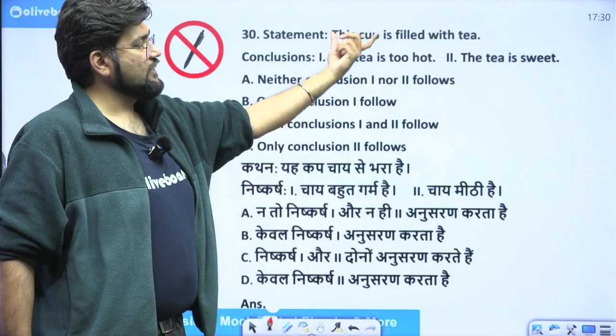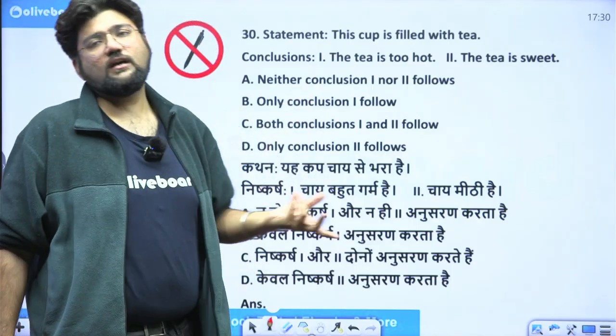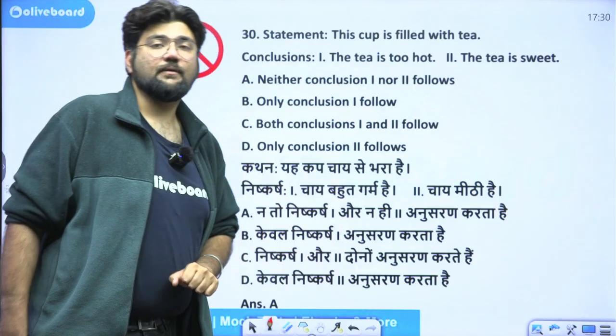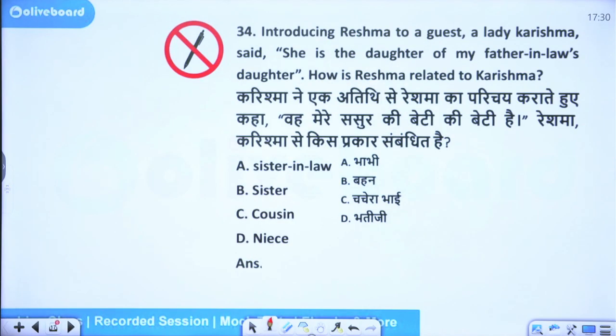The tea is filled with cup. The cup is filled with tea. So tea is in the cup. That's the only conclusion which you can derive, nothing else. So your answer is neither 1 nor 2 follows. It's that simple. But you will get confused here. That is the idea. You will not be crisp.